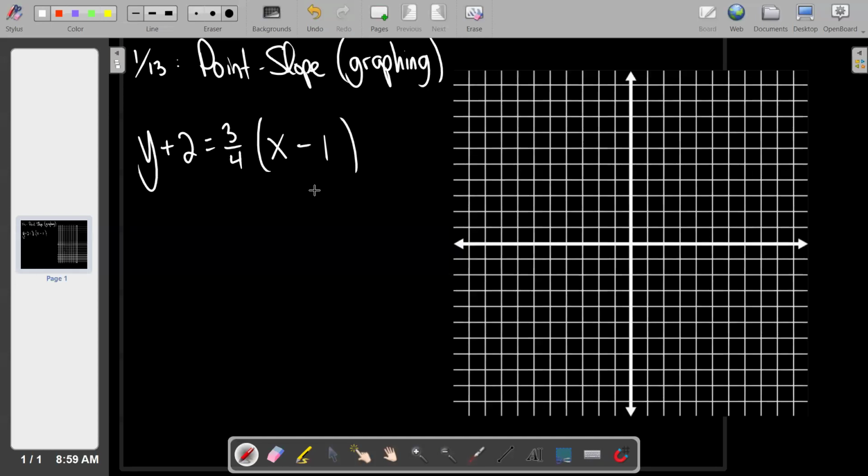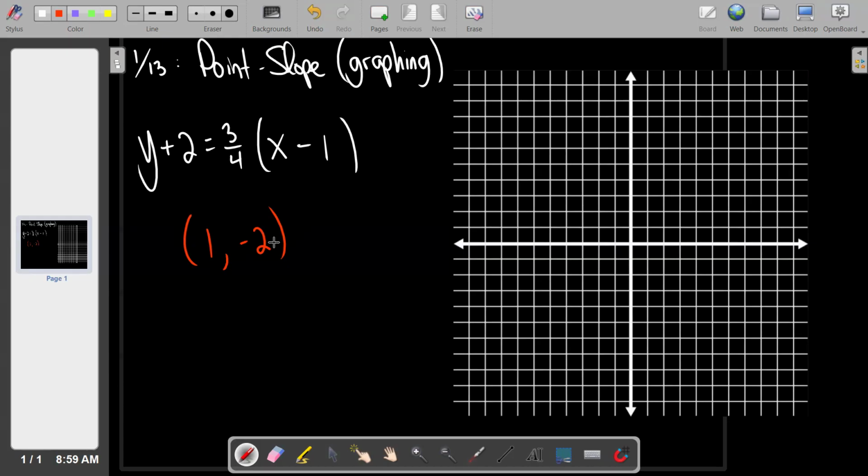Riley, what's the x coordinate of the point that this line goes through? Say it again. Absolutely. Grady, what's the y coordinate of the point that it goes through? -2. Nice job.